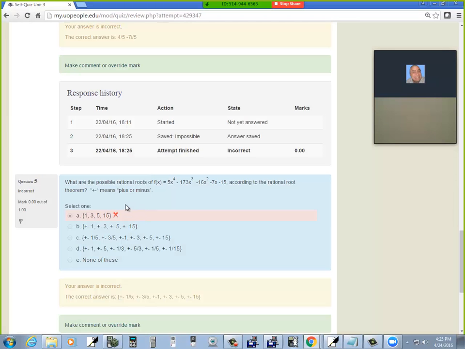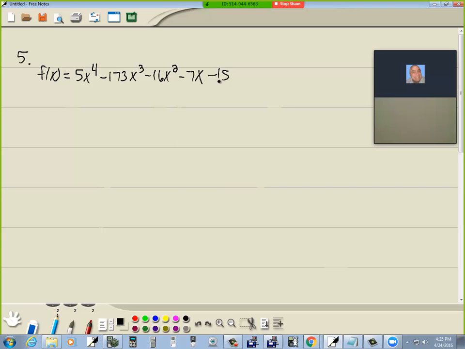Now it's asking what are the possible rational roots, or zeros. Roots and zeros are the same term. According to the rational root theorem, plus minus means plus or minus. Now we always label this number here at the end as p, and this number at the beginning as q. Now there might be different letters in the book, I don't know about that, but that's what we'll call them.